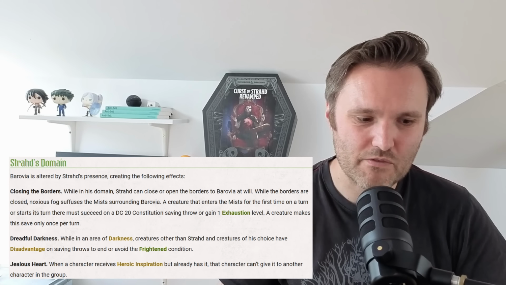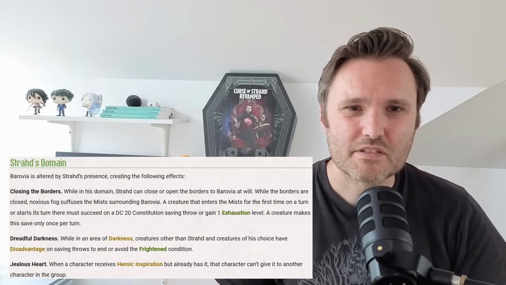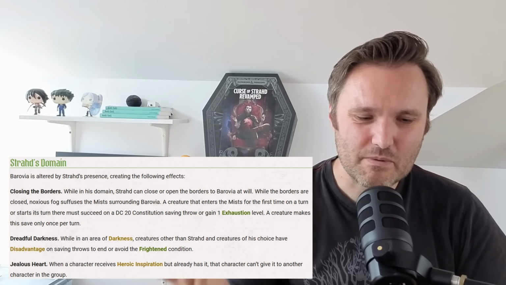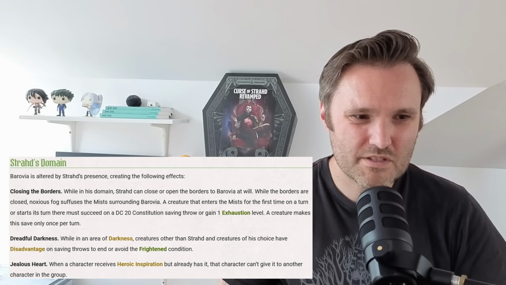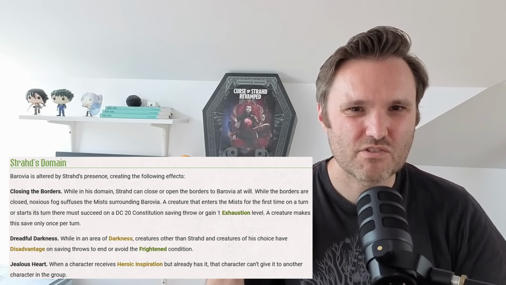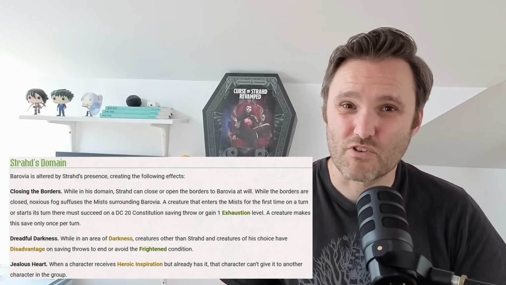I talked about this in my review video, but talked about Falkovnia and that version, a different domain of Dread. But in Strahd's version, it's kind of like domain effects, and it talks about closing the borders. This is nothing new. This is in Curse of Strahd. But there's two new ones. Dreadful Darkness. If you're in an area of darkness, creatures other than Strahd and creatures of your choice have disadvantage on saving throws to end or avoid the frightened condition.